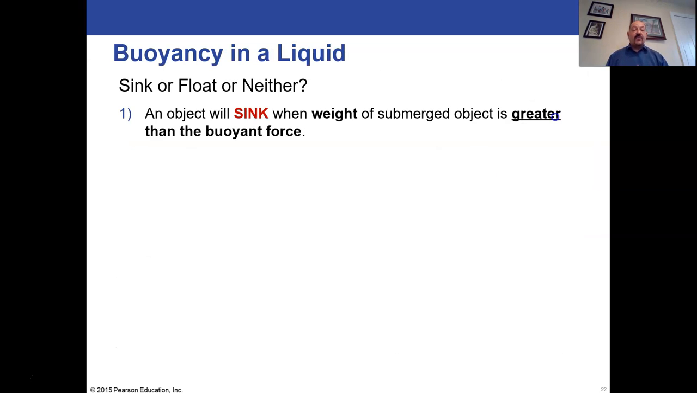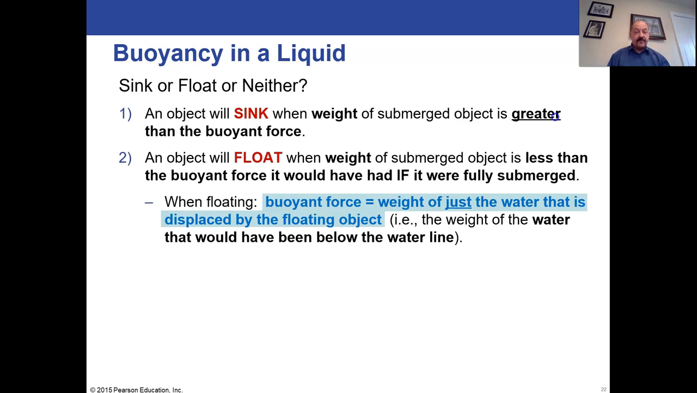All right. So rules on sink or swim, or sink or float, or neither. An object will sink when the weight of the submerged object is greater than the buoyant force. Remember, you're always comparing the buoyant force to the weight of the object. Weight of the object is pushing down, buoyant force is pushing up. Whichever one wins, that's what happens to the object. If the weight is heavier than the buoyant force, even if the object is completely submerged and it still doesn't displace enough water to match its own weight, it will sink.